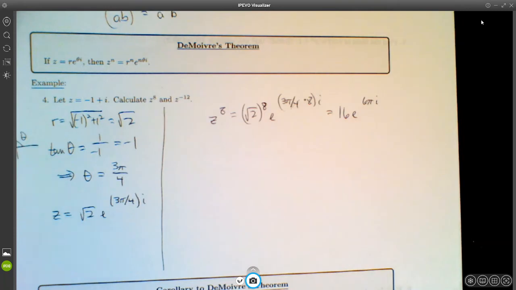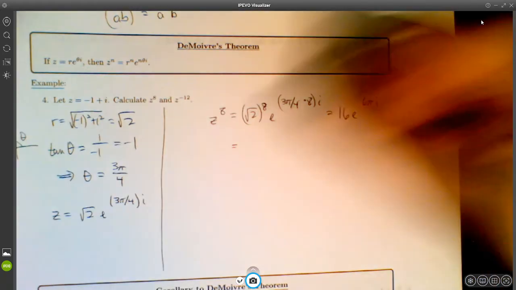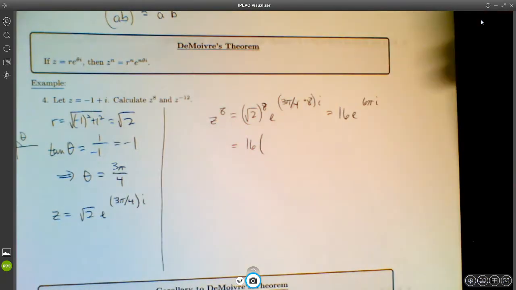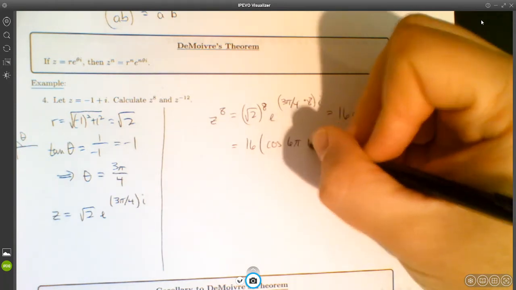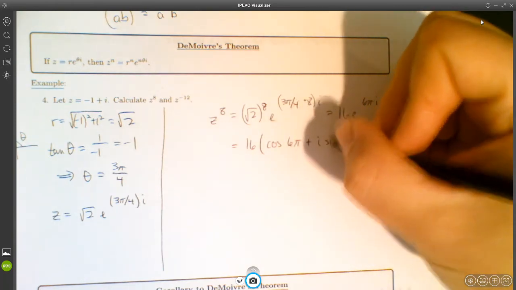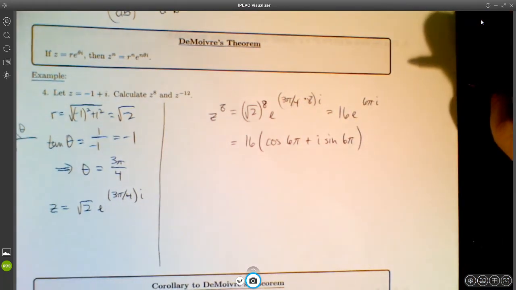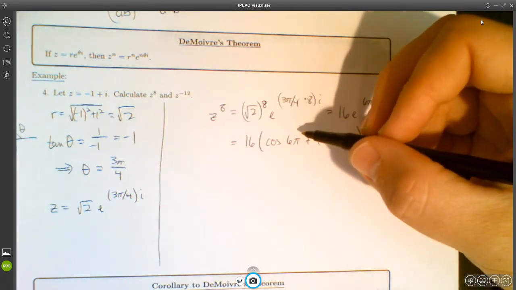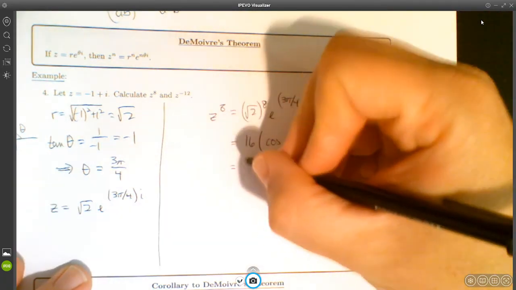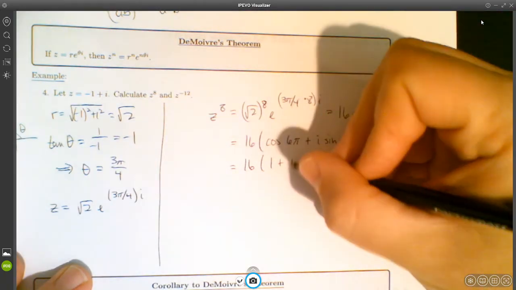Let's see what that is in rectangular form. 16e to the 6 pi i. So that's going to be 16 times cosine 6 pi plus i times sine of 6 pi. 6 pi is just coterminal with 0, right? What's cosine of 0? Cosine of 0 is 1. Sine of 0 is 0.